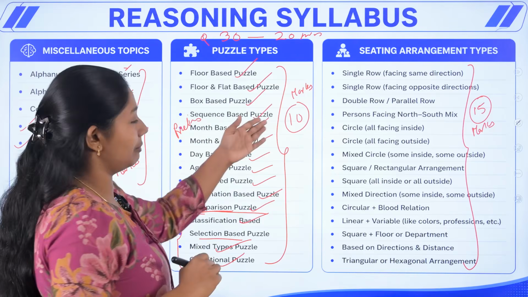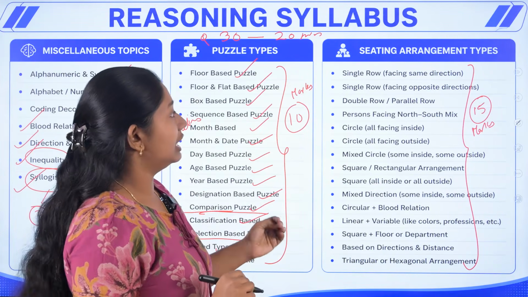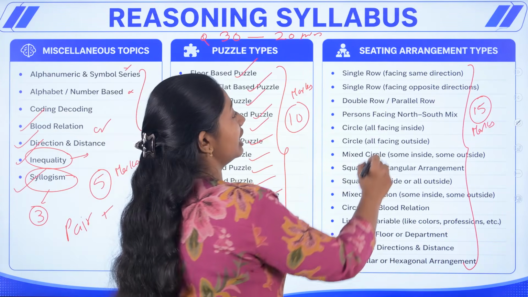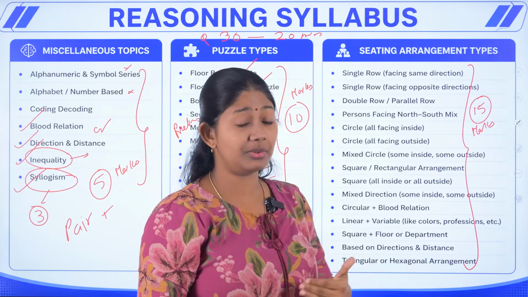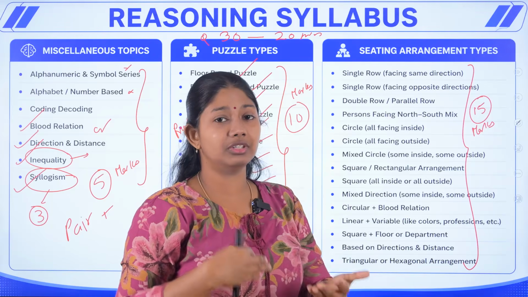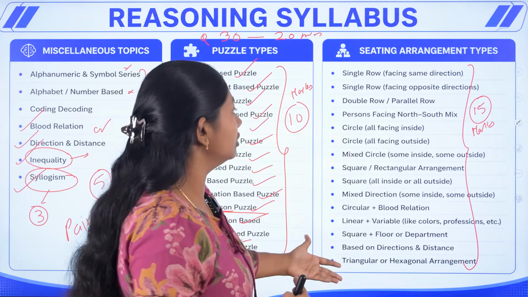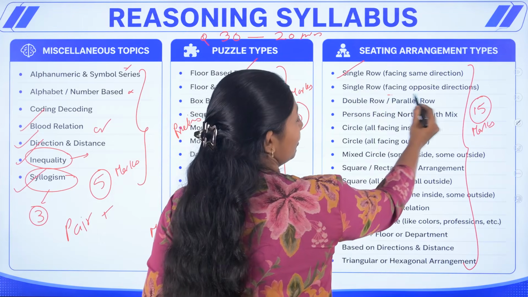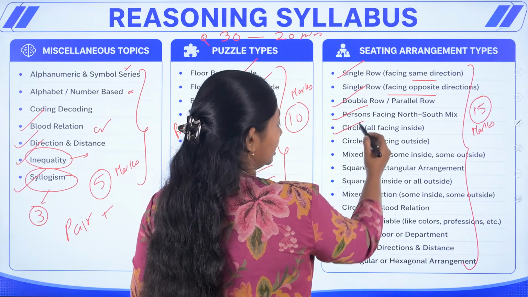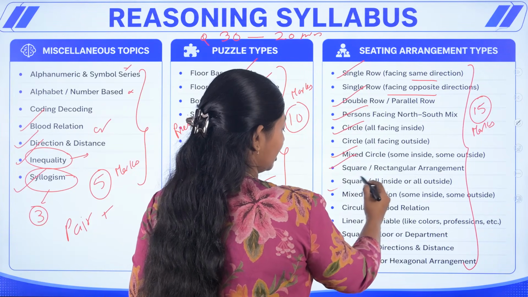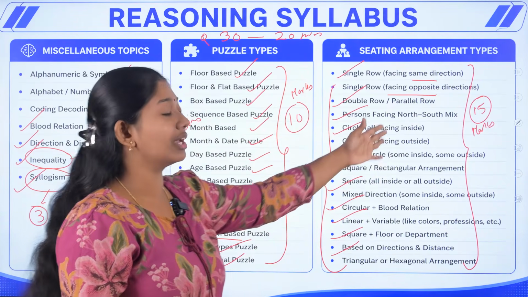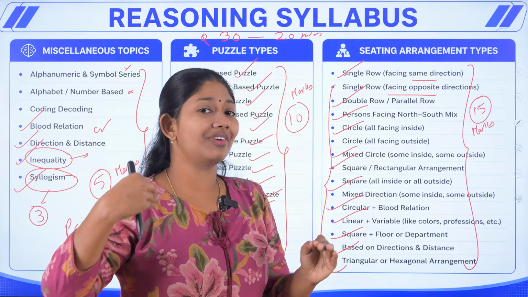So you can see 10 marks weightage, 2 questions from there. Then you can see 15 marks weightage from seating arrangement. In seating arrangement we have circular seating arrangement, linear seating arrangement, then inward, outward, then north, south, all these I have sorted out. So you can see single row facing, single row facing opposite, double row, parallel arrangement, linear, then north, south, circle based, then mixed, then square, circular, linear, square based, all these are seating arrangements. So from this you can expect 3 questions, each having 5 sub questions.